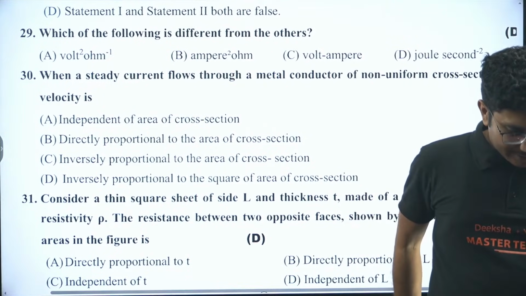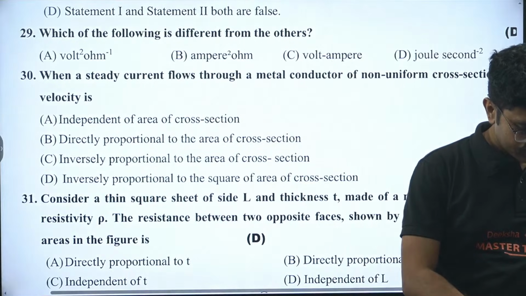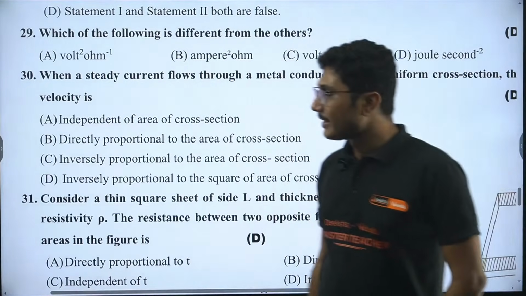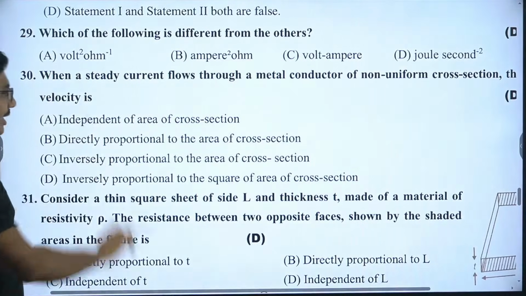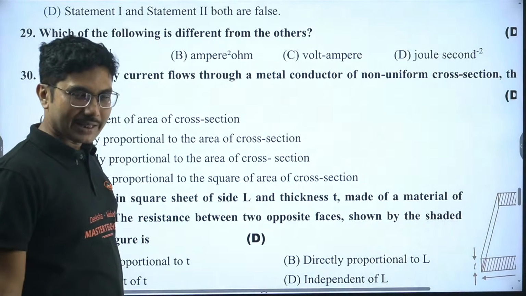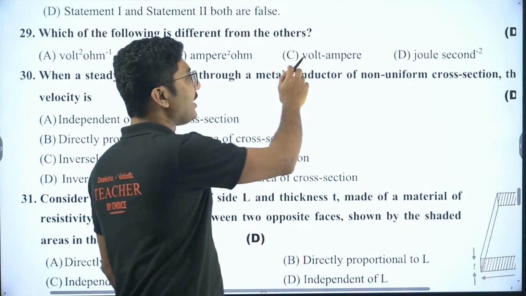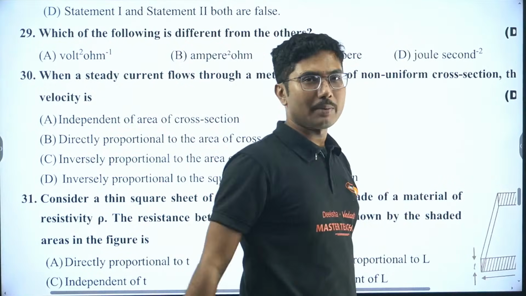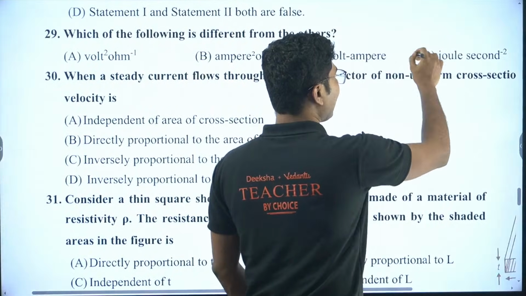Komal Kaushik answered 29D. Anyone else want to try? Yes, Nagaraj, correct. We are talking about power. Volt square per R, V square by R is power. I square R is also power. V into I is also power. And joule per second is power, but not joules per second square. So here you can find the odd man out.